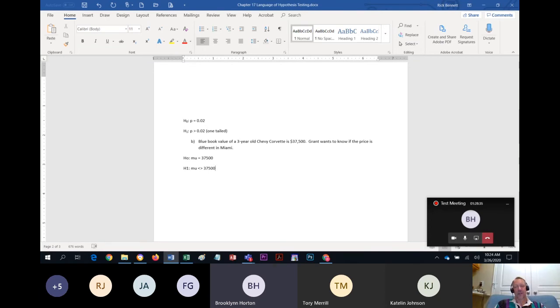And why would you say not equal to? Because they're not asking if it's less than or greater than. It's just different. Well done. And so is this a one or a two-tailed test? Two-tailed test. Now, when it's a two-tailed test, what do you do with your p-value at the end? Double it. You double it.